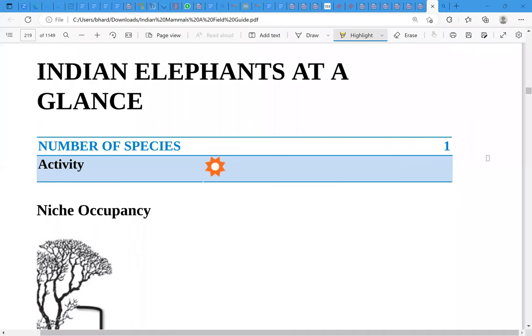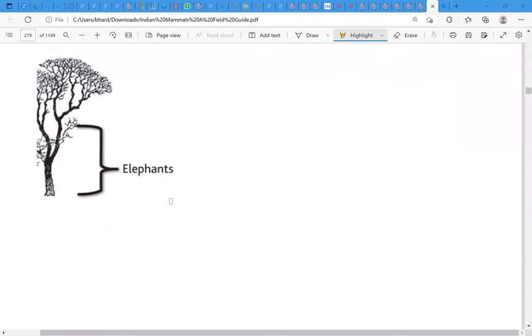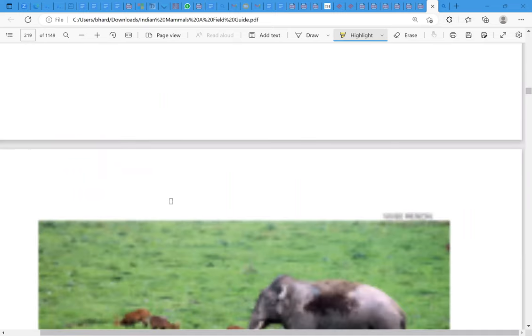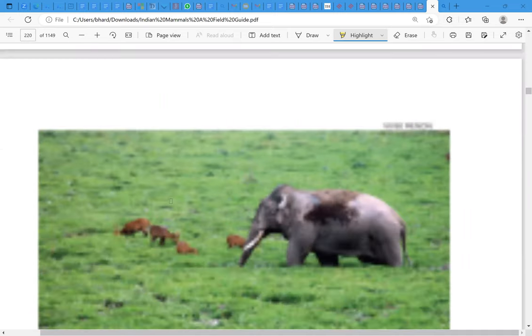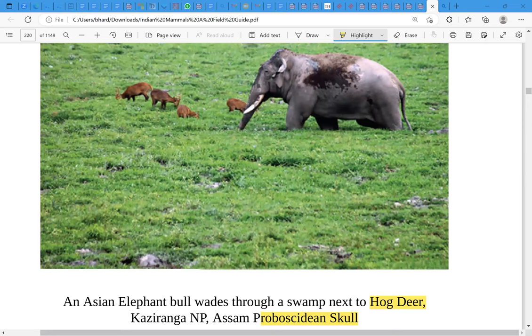So here we go, Indian elephants at a glance. We'll be talking about elephants' niche occupancy. This is the chart which is showing the niche occupancy of elephants. Here is a picture, wonderfully shown, an amazing picture. It is an Asian elephant, the Asian elephant bull, that's what it is called. It wades through swamp next to hog deer at Kaziranga National Park, Assam.